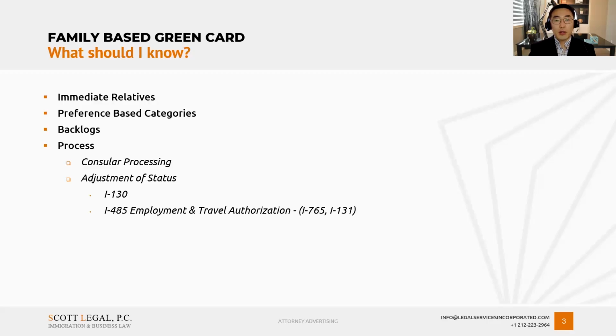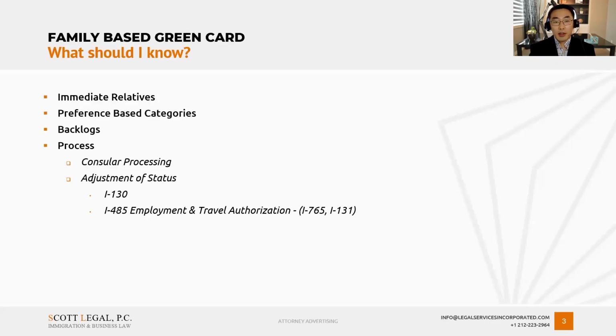Next, let's talk about the process for family-based green card cases. The review process by the government is basically broken into two parts. The first part is whether the petitioner and beneficiary really have a bona fide relationship. If it is marriage-based, then the marriage relationship, or parent-child relationship, or sibling relationship. That's the whole point they are looking at in the first part, for the I-130 petition.